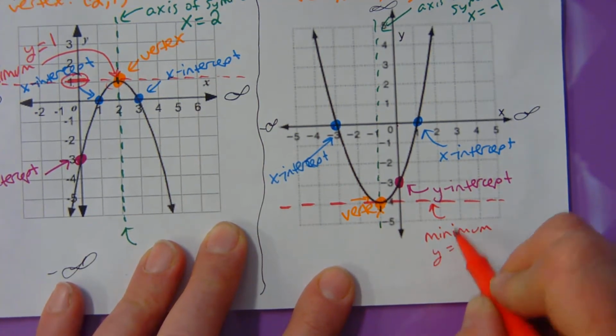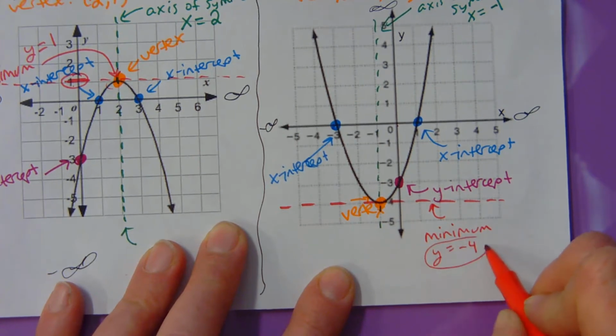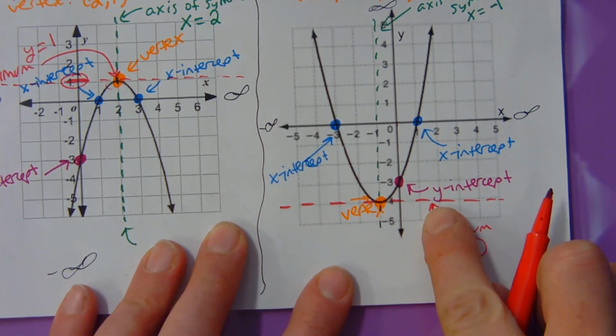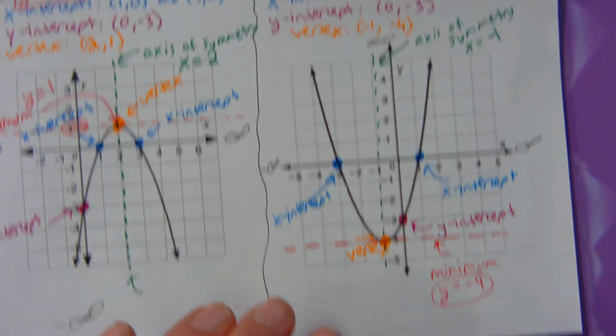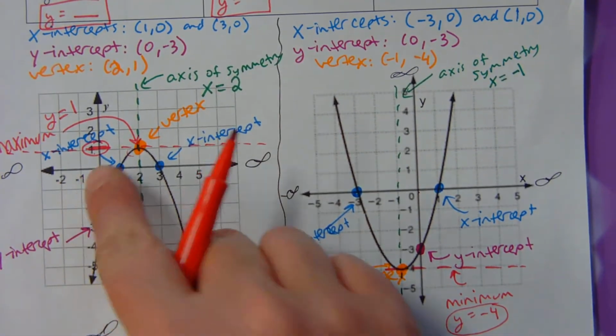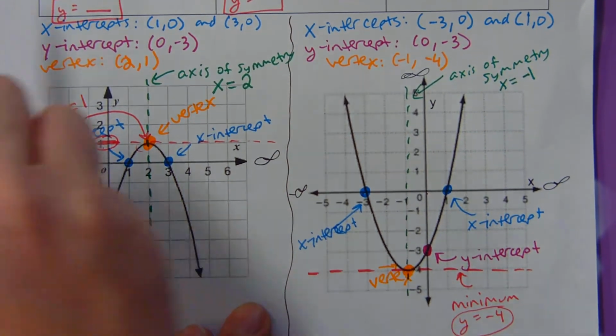And in this case, it's y equals, and this is the point -4. So that's my minimum for this parabola. The lowest it's going to go. And that's connected to my range, as well as the maximum. So let's write our range and our domain for both.